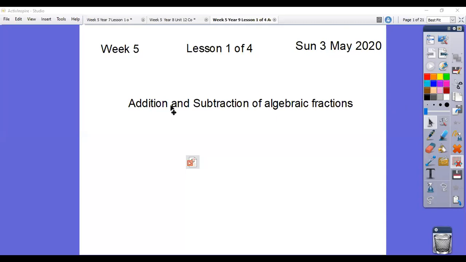So today we're going to move on to the addition and subtraction of algebraic fractions. That's our learning title for today. If you just give me one moment, I'll open up the PowerPoint.